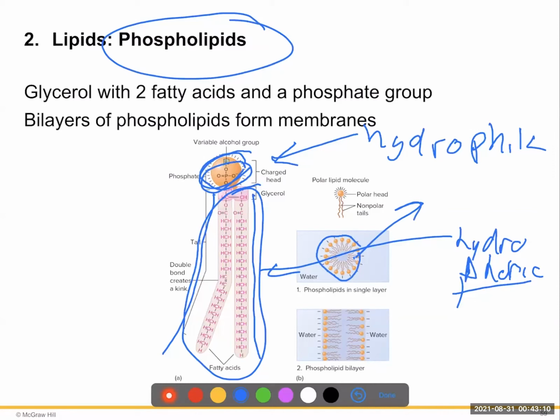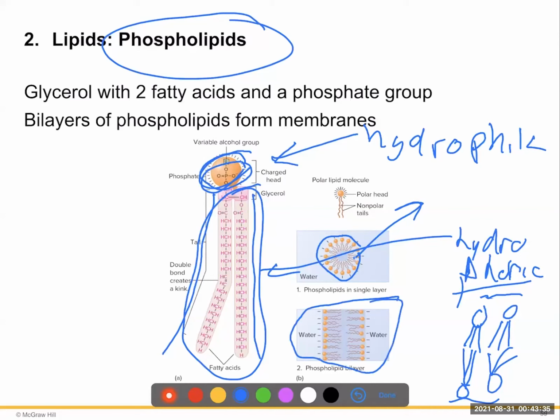The cell membrane is called a diphosphid layer, biphosphid layer. Okay? You have your end where you love water, and your ends where you hate water. So they line up like this, with water outside and water being forced away on the inside. So here's your cell membrane right here.